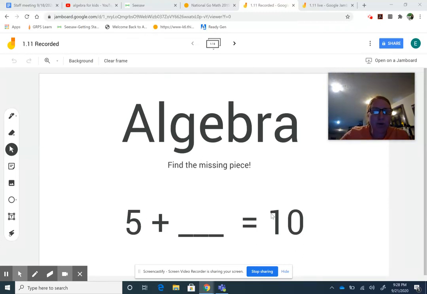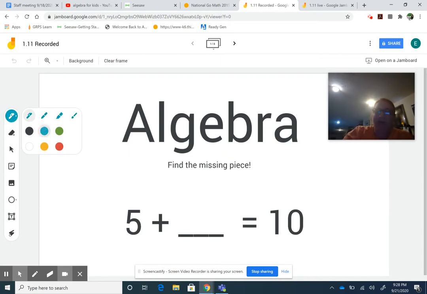Welcome to lesson 1.11. We are going to be talking about algebra today, and just to spark your memory, you should have learned a little bit of algebra in 3rd and 4th grade, and you are basically finding the missing piece. So for example, 5 plus what equals 10? Hopefully you know that 5 plus 5 equals 10. Now, if you didn't know that, you could go 5, 6, 7, 8, 9, 10. That would give you 5. So that's the basic algebra.